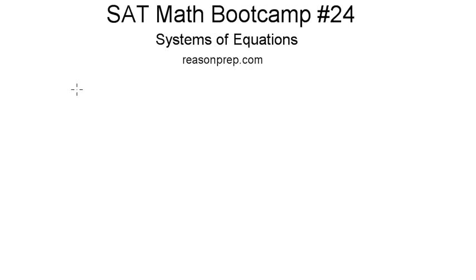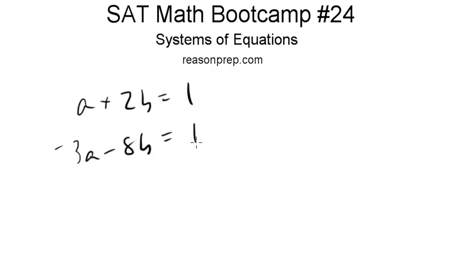However, sometimes you are given a more traditional systems of equations problem, where you're given two equations such as a plus 2b equals 1 and minus 3a minus 8b equals 1. So you're given two equations and you've got to solve, say, for a or b. In video 20 we showed how sometimes there's a shortcut. Other times you just have to solve it like you would any other system of equations.